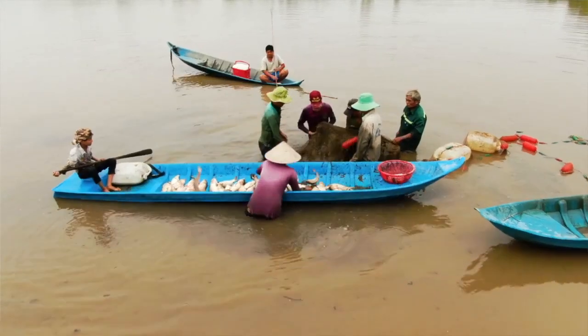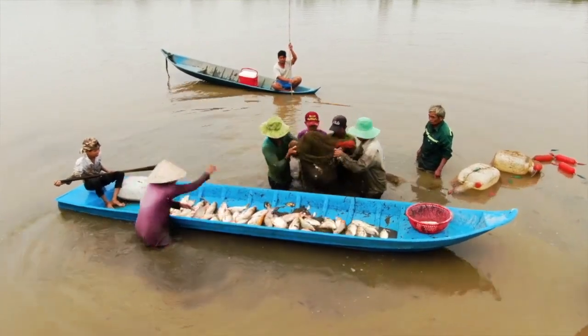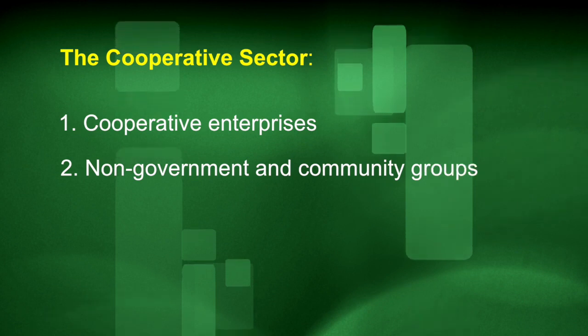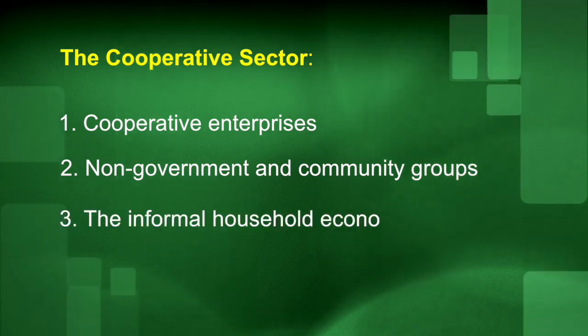Cooperative enterprises include producers, consumers, and services co-ops. Those under the heading of producers co-ops include farmers and farmers cum producers. The cooperative sector includes 1. Cooperative enterprises, 2. A range of various types of non-government and community groups, and 3. The informal household economy.